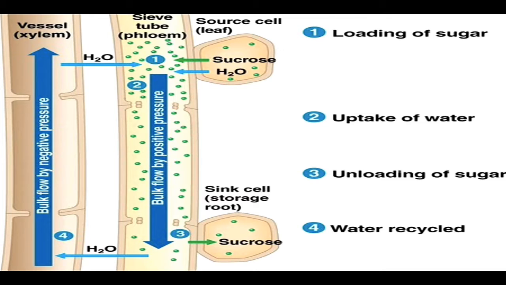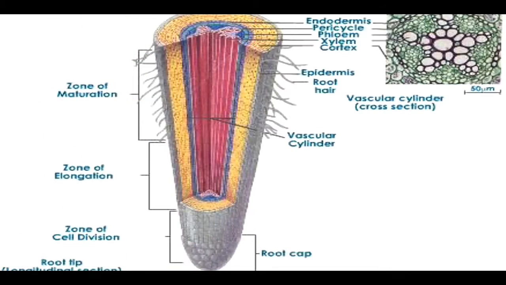So, what is the main difference between the mass or bulk flow system and diffusion? In case of mass or bulk flow, more than one substance moves along at the same pace, either along a positive hydrostatic pressure gradient or a negative hydrostatic gradient. And in diffusion, more than one substance moves independently depending on their concentration gradient.